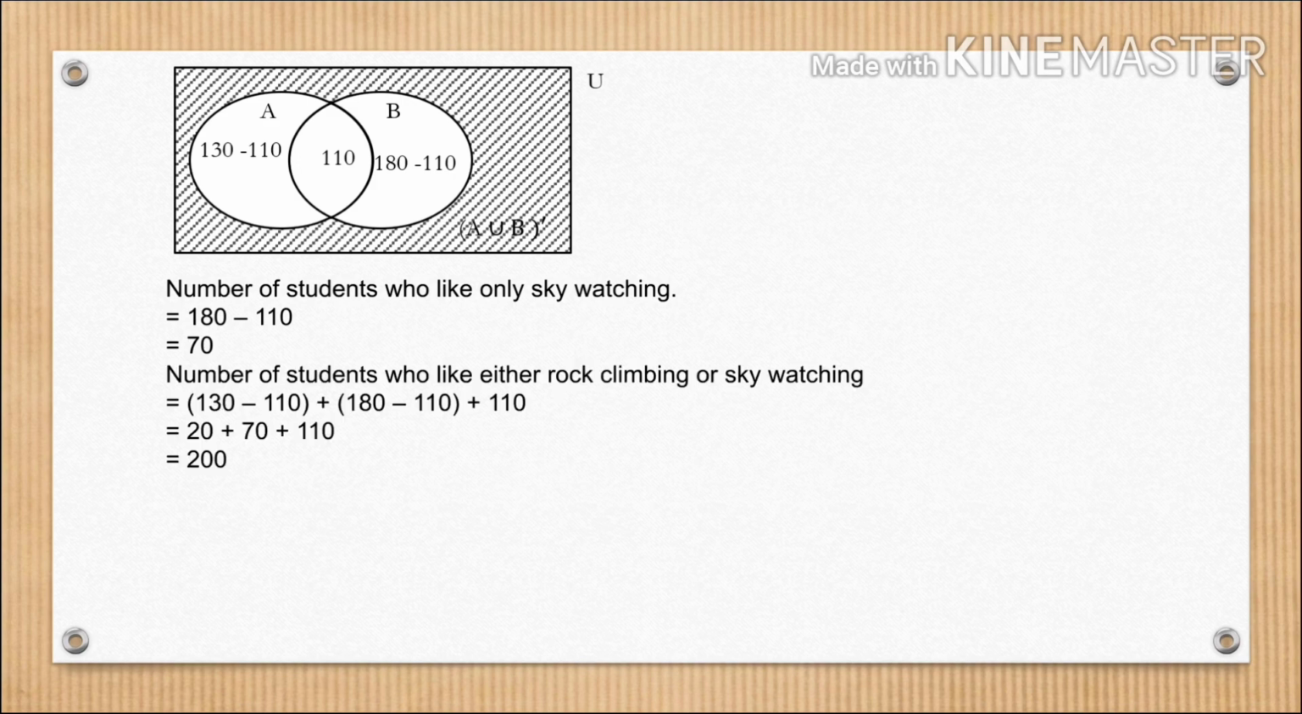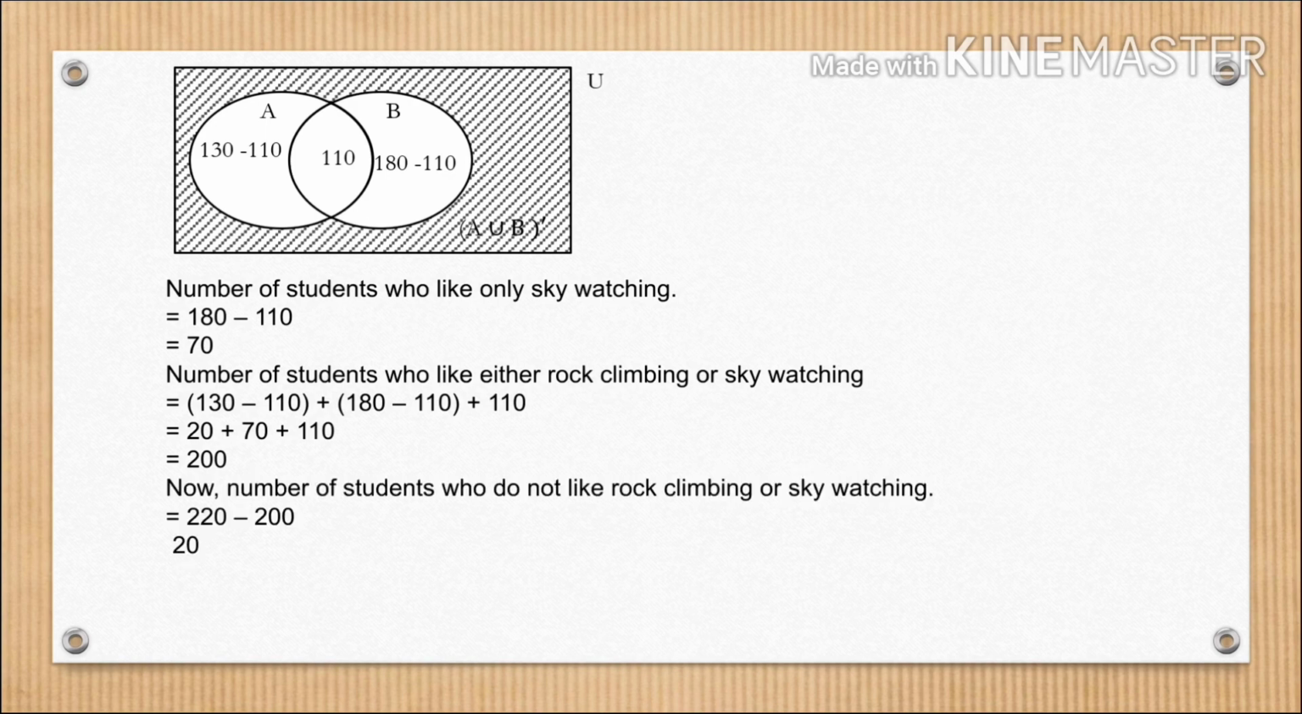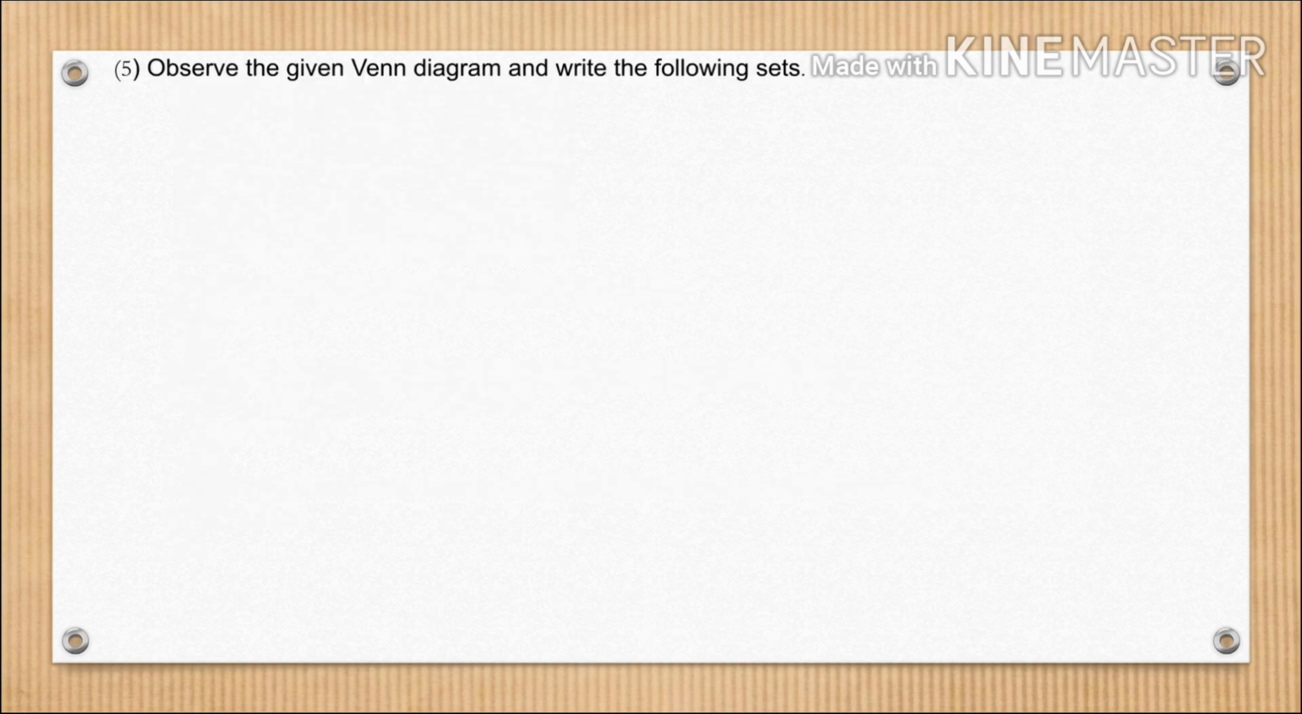Now the number of students who like either rock climbing or sky watching, they are 130 minus 110 plus 180 minus 110 plus 110, that is 20 plus 70 plus 110, so they are 200. Then we can find out the number of students who do not like rock climbing or sky watching, they are 220 minus 200, that is equal to 20.